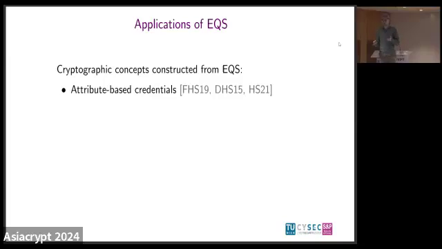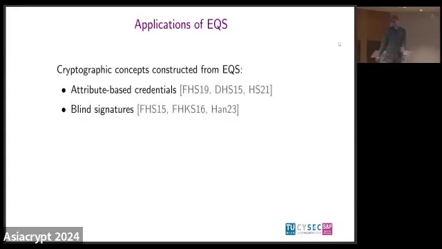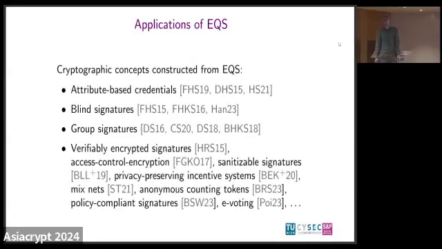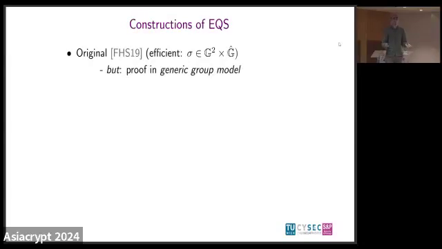And that's why EQS have been used for numerous cryptographic concepts. Just to give you a list of them, there has been attribute-based credentials, blind signatures, group signatures, and many, many more constructed from EQS. So what constructions of EQS actually exist? There has been the original construction by Fuchsbauer, Hanser, and Slamanig, 2019. This construction is efficient, so signatures consist of 2 elements of the first source group and 1 element of the second group. But the downside of the original construction is that they prove unforgeability in the generic group model.